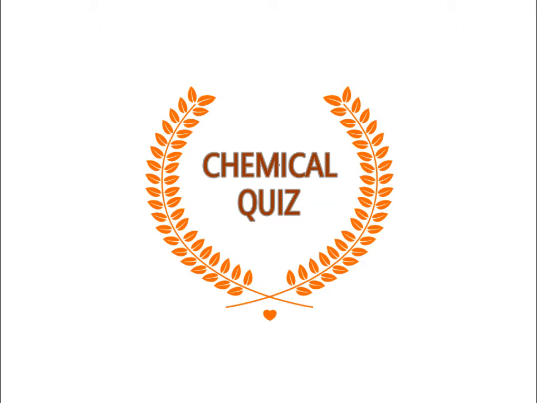delta P2. So the two flow rates are given in the ratio of Q2 by Q1 is 2. So we have to find the ratio of the pressure drop, that is delta P2 by delta P1.